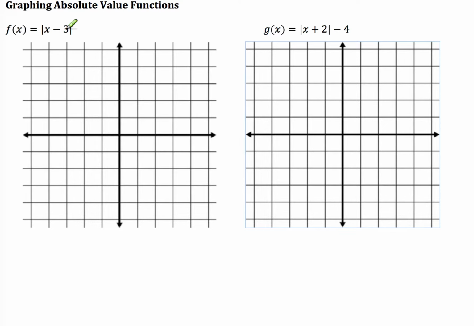All right, hope you had a chance to try them. The negative 3 should move it to the right 3 units. So our vertex now moves 1, 2, 3 units to the right. And we know our absolute value is a V shape, so it should look like this.